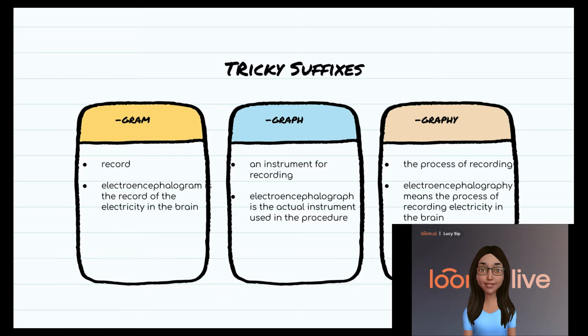Let's talk about some tricky suffixes now. To begin with, we have gram, graph, and graphy. Gram means record, graph means an instrument for recording, and graphy means the process of recording. For example, electroencephalography means the process of recording the electricity in the brain. Electroencephalograph is the actual instrument used in the procedure, and the electroencephalogram is the record of the electricity in the brain.